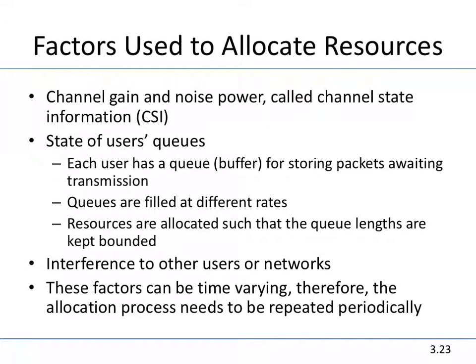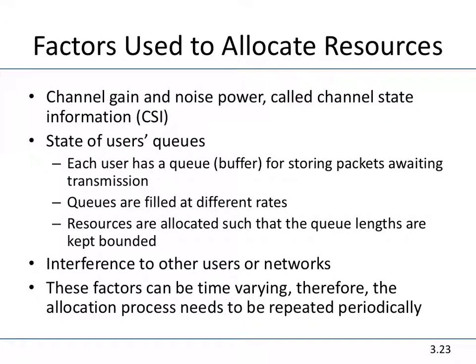So what we could do in that case is to allocate the resources using a utility function, just like we did before. And we'll talk about an example of how we can do that for the case of TDMA as well. Another factor that we can take into consideration when allocating the resources is the state of the user's queue.